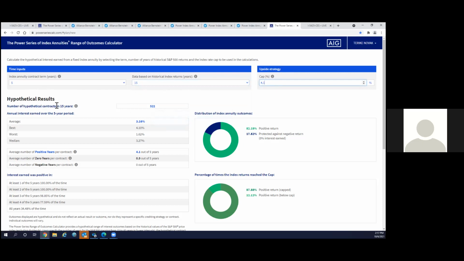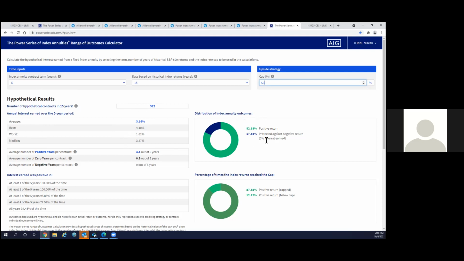What this is telling me is the results calculated 522 contracts over the past 15 years. Basically, one contract issued weekly over the last 15 years came to 522 contracts. On average, the return of those 522 five-year contracts, with just the S&P cap alone, was 3.16%. You also see the best, worst, and medians. You see the distribution of index annuity outcomes.